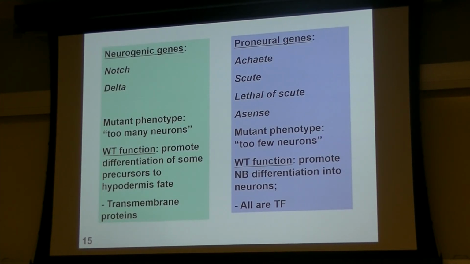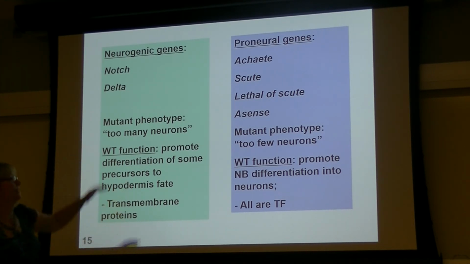Okay, let's think about the mutant phenotypes now. So we have these two different classes, and the neurogenic genes are notch and delta. The proneural genes are these bHLH transcription factors. There's some of the names. Don't ask me where they came from, I don't know what those things mean. But the mutant phenotypes are opposite here.